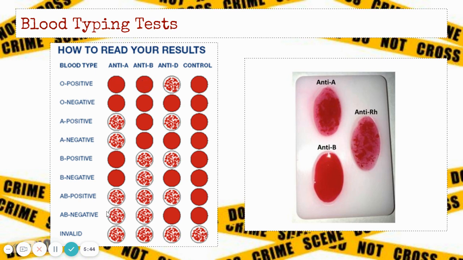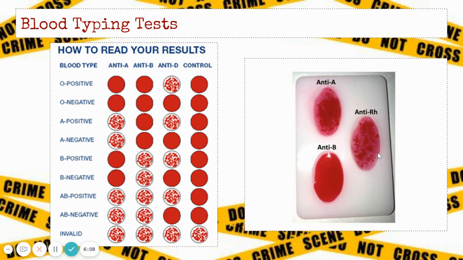All right, here's AB negative. It does have A antigens. It does have B antigens. It does not have RH. So that would make it AB negative. And again, here's like an invalid test. You can see that all the other controls are normal. This one agglutinated, so that means that this test is not valid. We would have to rerun that test.